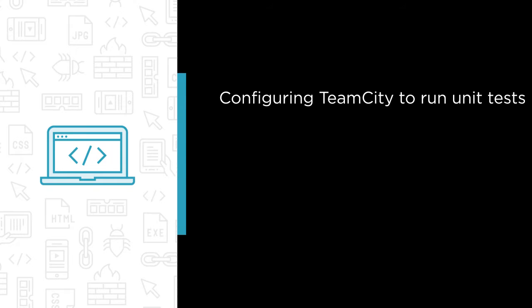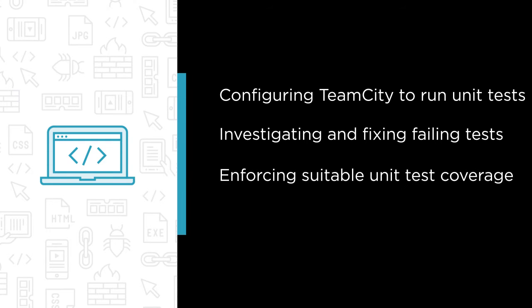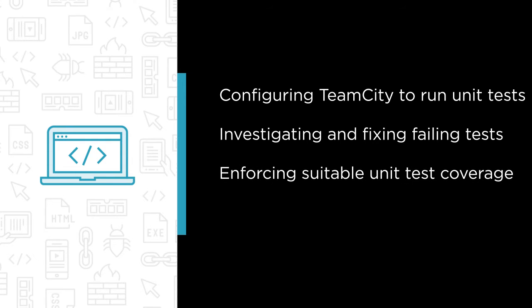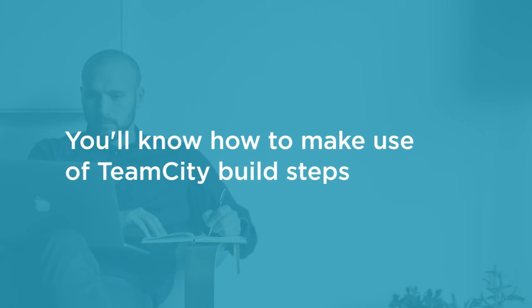Some of the major topics that we're going to cover include configuring TeamCity to run unit tests, efficiently investigating and fixing failing tests, enforcing suitable unit test coverage, and tracking code quality violations with static code analysis. By the end of this course, you'll know how to make use of TeamCity build steps to ensure high quality code is being written across your team.